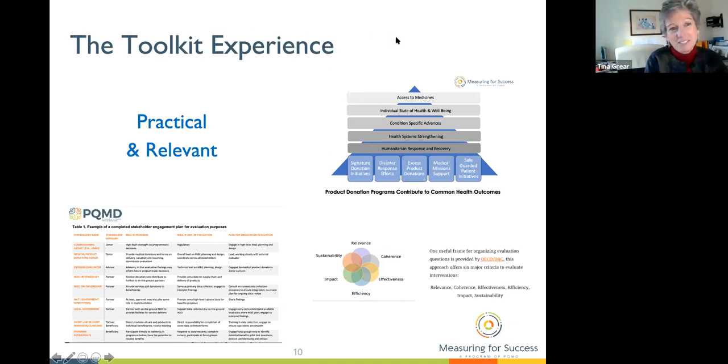This is a constant process of learning and refining, and we'll never get it quite right, but we won't make any improvements until we start. So however you are approaching this, I just encourage you to dive in and use the toolkit at whatever stage of development your M&E process is at.